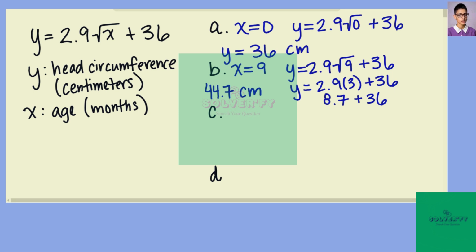For prompt C, we are asked, what is the head circumference at 14 months? For this one, we're going to round to the nearest tenth of a centimeter, but again, this is another age. So just like A and B, we'll substitute the age where x is, in this case 14. So y equals 2.9 times the square root of 14 plus 36.